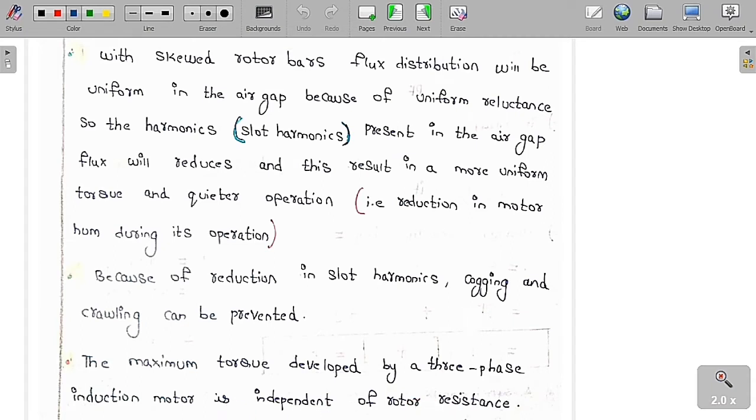The maximum torque developed by a three-phase induction motor is independent of the rotor resistance. I already told you the maximum torque expression is equal to 180 by 2 pi Ns into E2 square by 2X2. You can see clearly this maximum torque is independent of the rotor resistance. So the maximum torque developed by a three-phase induction motor is independent of the rotor resistance.